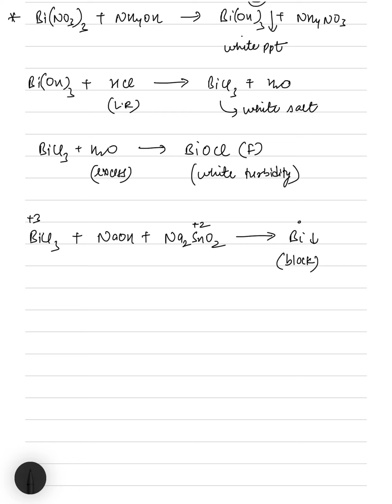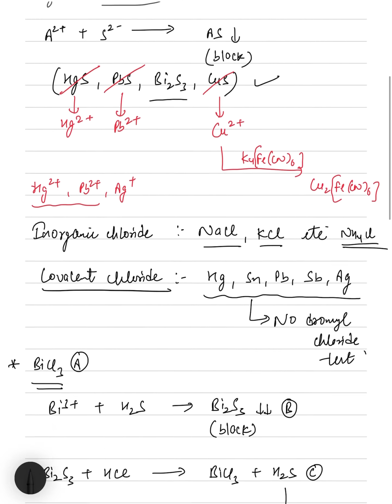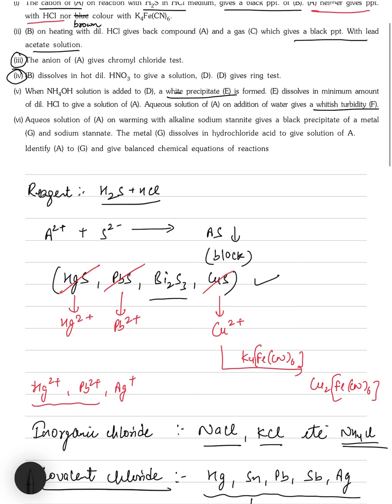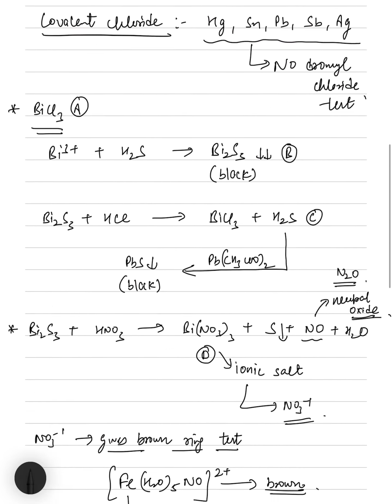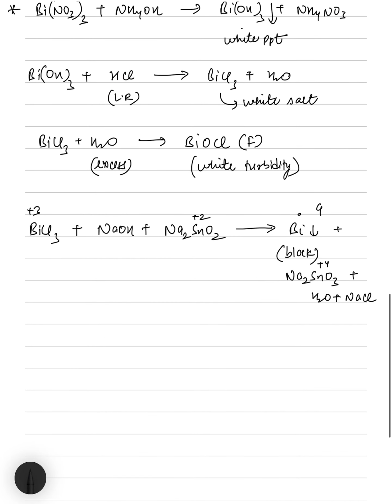Since the reduction of bismuth is taking place, the oxidation of tin will occur, and along with the bismuth we will obtain Na2SnO3. So here the oxidation of tin has taken place from +2 to +4, right? Along with that, the byproducts obtained are H2O plus NaCl. But the important thing is that we get the bismuth metal back, and the bismuth metal obtained is the product G. Now the statement says the metal G dissolves in hydrochloric acid to give the solution of A.